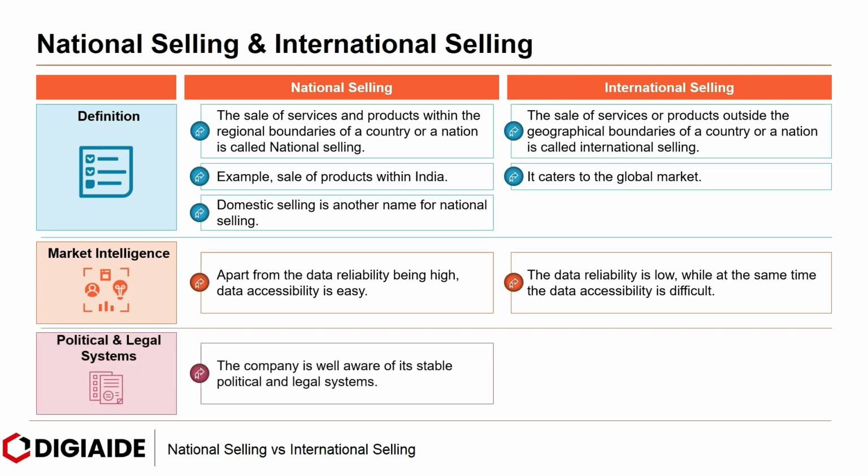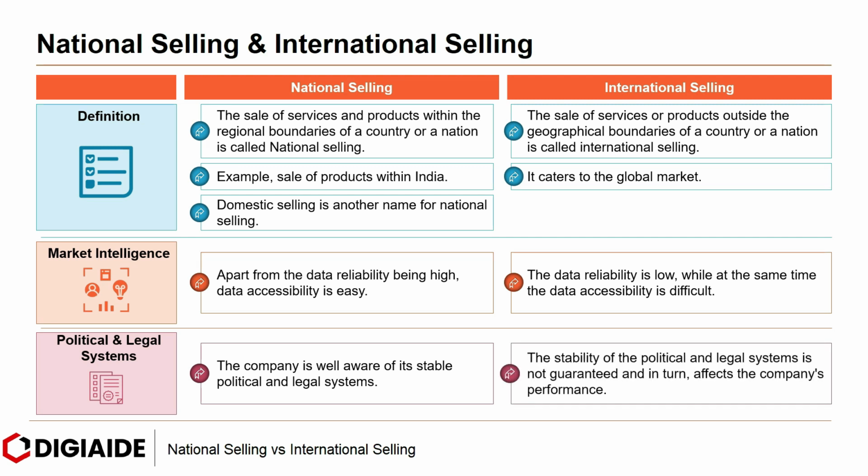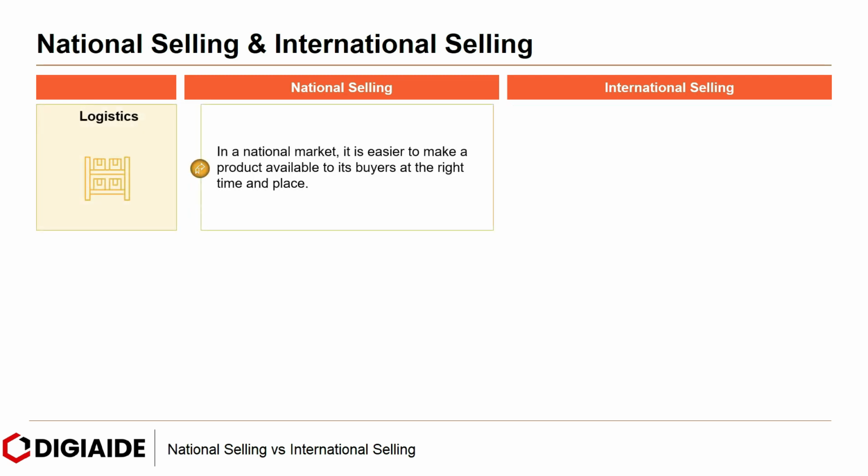Moving on, political legal system. In national selling, the company is well aware of its stable political and legal system. Whereas, in international selling, the stability of political and legal system is not guaranteed and in turn affects the company's performance.